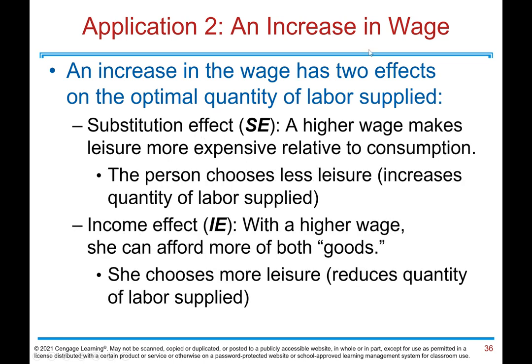Application 2, an increase in wage. An increase in the wage has two effects on the optimal quantity of labor supplied. The substitution effect, or SE: a higher wage makes leisure more expensive relative to consumption. The person chooses less leisure, that is, an increased quantity of labor supplied. People go to work. The income effect, on the other hand: with a higher wage, she can afford more of both goods. She chooses more leisure and reduces the quantity of labor supplied.